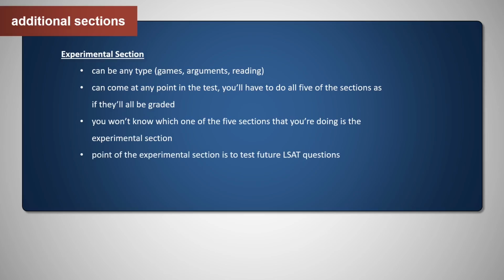The point of the experimental section is to test future LSAT questions. So you're essentially going to have an additional game section or a third argument section or an additional reading section, but you won't know which one of the 2 games or 2 reading or 3 arguments is the one that is unscored. You'll have to do all of them. The point of that is for them to test questions to make sure that they're adequate questions that they will use in future exams.